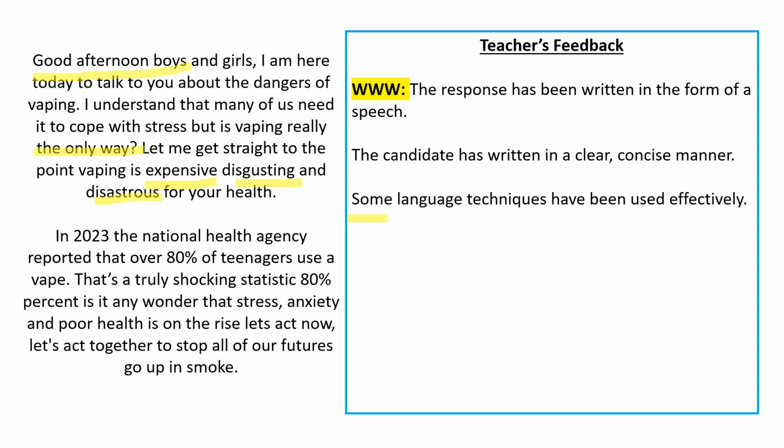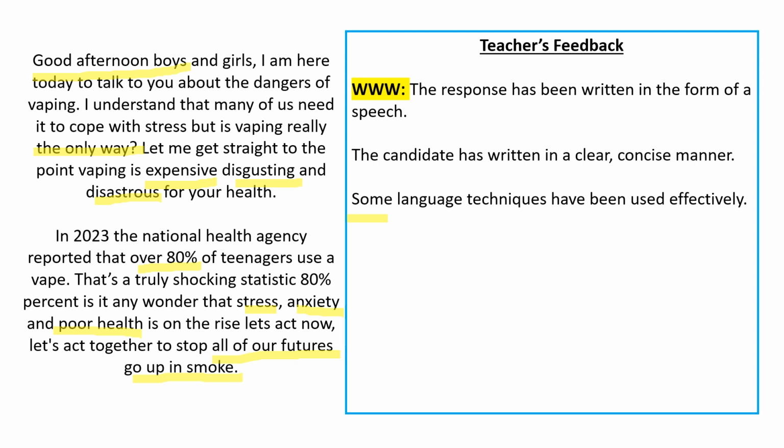In 2023, the National Health Agency reported that over 80% of teenagers use a vape. So we have a nice use of a statistic there. This is a truly shocking statistic. 80%. Is it any wonder that stress, anxiety, and poor health is on the rise? So we've got another triplet: stress, anxiety and poor health. Let's act now, let's act together to stop all of our futures going up in smoke. So not too bad in terms of the response. This is quite an interesting line at the bottom actually, because they've used a little bit of a pun or a play on words here, because vaping causes smoke and it's talking about the future going up in smoke.